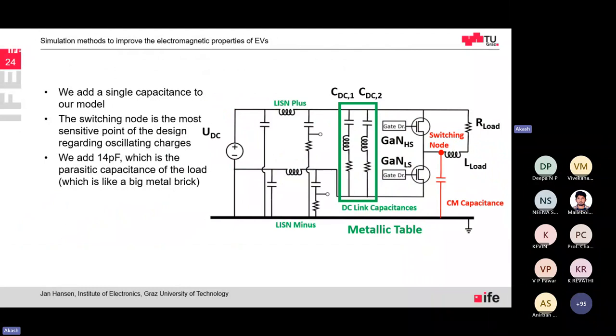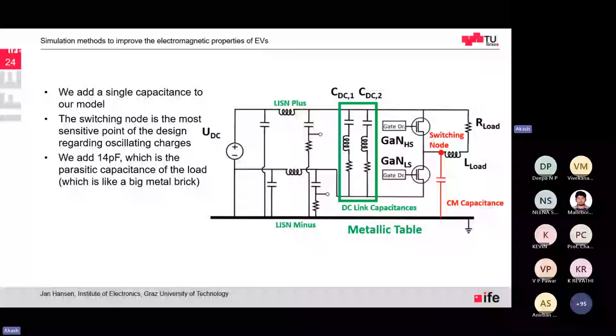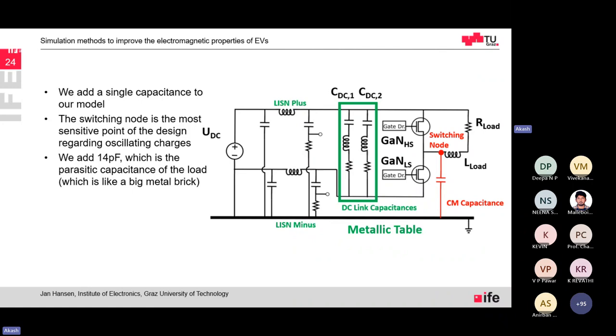The solution in this case looks like this. I add a single capacitance in here, which I call common mode capacitance. The common mode in the end is the mode that flows here back around the table. And why do I add it here? I add it here because, as I said, the main change in voltage from zero to maximum voltage happens here at those switches. So the dU/dt of my circuit is highest at this point. And as I said, this induced current is a function of dU/dt, so I just put it here. This capacitance I need to get somewhere.